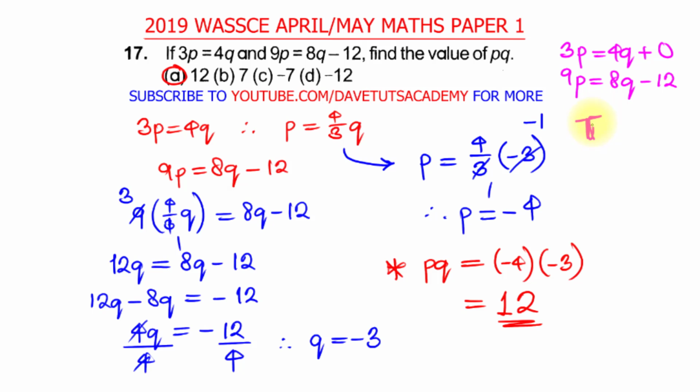And in short, maybe you should just try that out. Try it out and see what you are going to get, as a way of practicing with questions like this, and you will see that eventually you will arrive at the same answer, that the product of p and q is 12. Okay, all right.